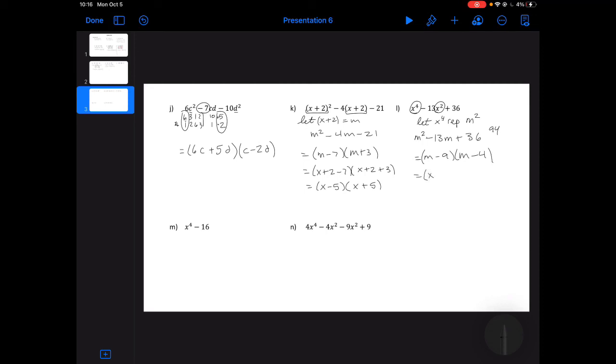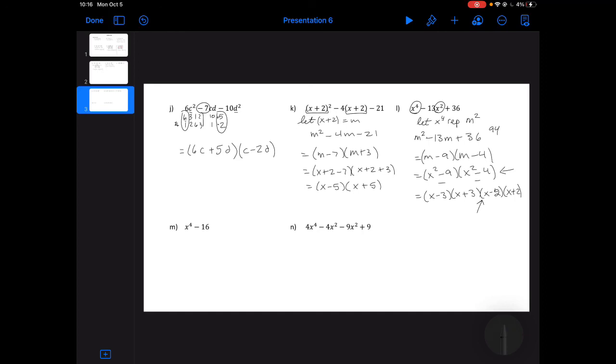So now I can substitute back in my values. And unfortunately, this question isn't done yet. Now we've got two difference of squares. So I can factor this even further as x minus 3, x plus 3, and x minus 2, x plus 2. That is fully factored. This is not.